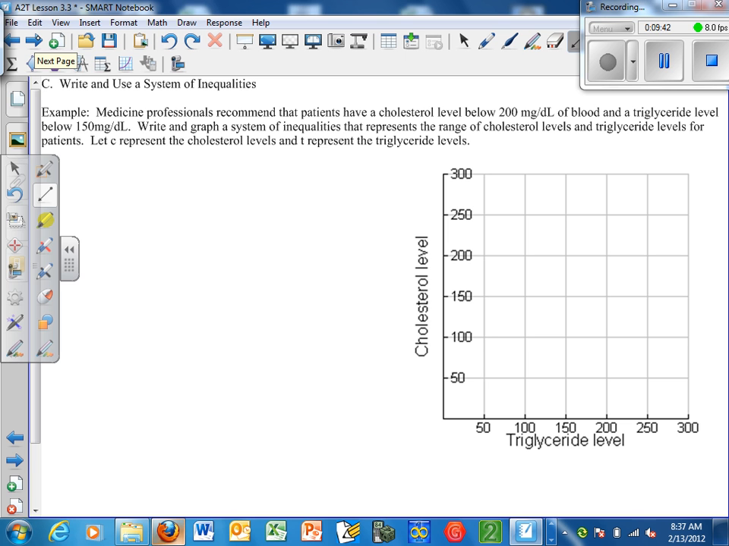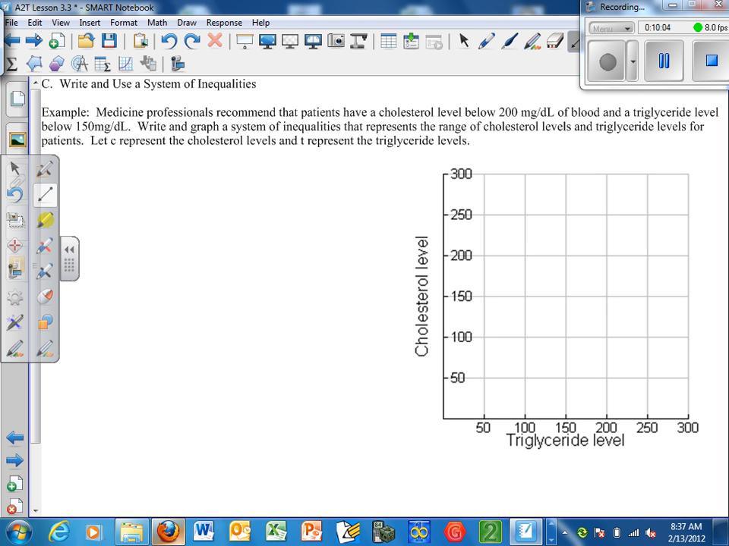Write and use a system of inequalities. This is a word problem. So if we read through this, medicine professionals recommend that patients have a cholesterol level below 200 milligrams per deciliter of blood and a triglyceride level below 150. Write and graph a system of inequalities that represents the range of cholesterol levels and triglyceride levels for patients.